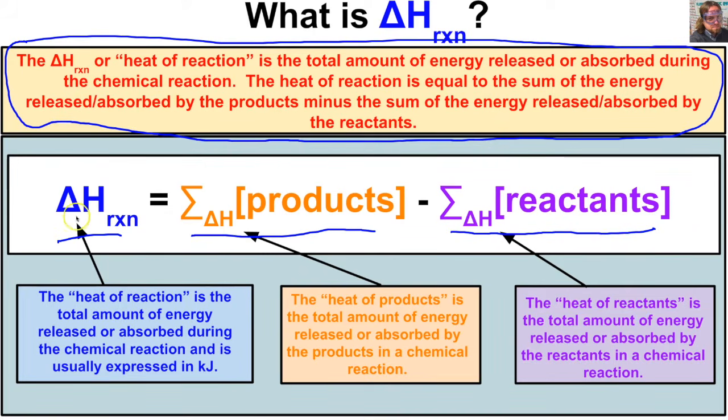And when we're working with delta H Rxn, or the heat of the reaction problems, typically the heat of the reaction is going to be expressed in kilojoules, as well as the heat of the products. This will typically be in kilojoules as well, and the heat of the reactants will typically be in kilojoules as well. So if we use this formula along with what is called a heat of formation table, we can begin to calculate the heat of different reactions. So let's take a look at heat of formation tables next and see how they work.